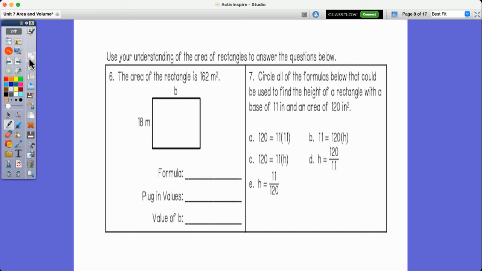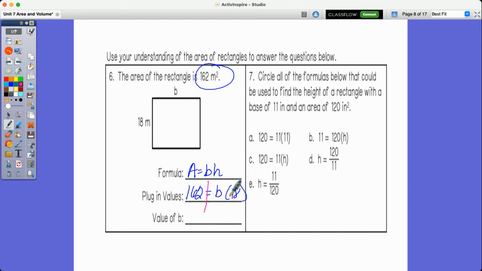Use your understanding of area of rectangles to answer the questions below. The area of the rectangle is 162 meters squared. So we have a formula, area equals base times height. And I know that my area is 162. So that's what goes there. I do not know my base, but I know my height is 18 meters. We're going to solve this like we solve every other equation in the world. We're going to draw a line down the center.